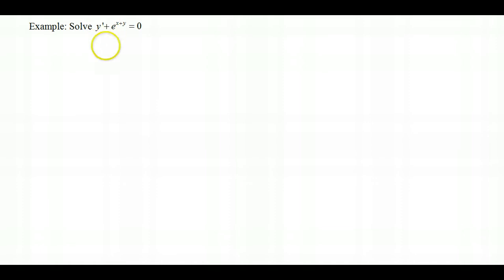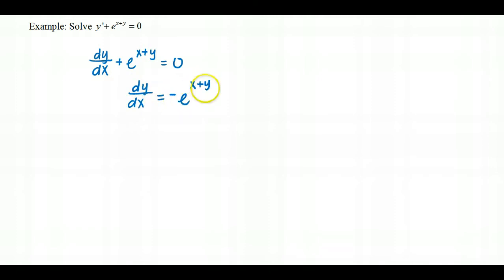So the question is, how do we separate the variables? So let's go ahead and start by rewriting y prime as dy dx. So we have dy dx plus e to the x plus y equals 0. Well, we're used to having dy dx equals something, so let's go ahead and subtract e to the x plus y to the other side. So we have dy dx equals negative e to the x plus y.